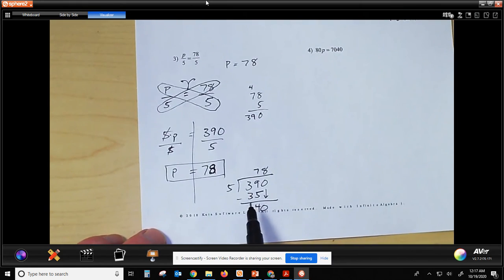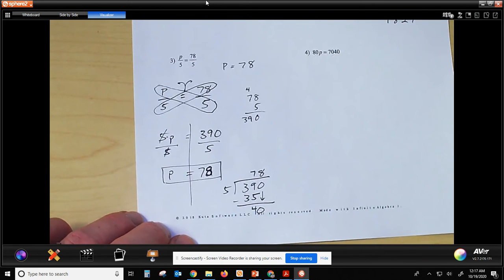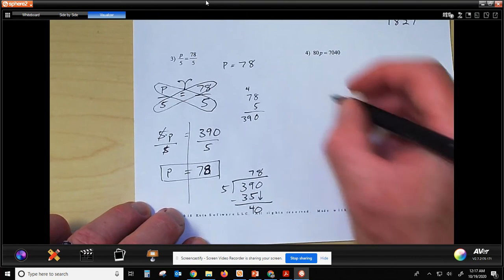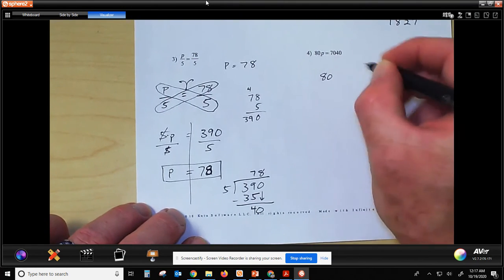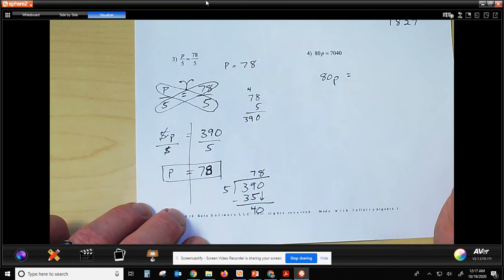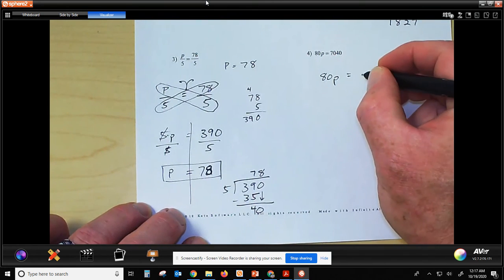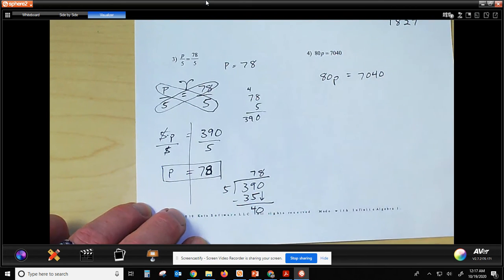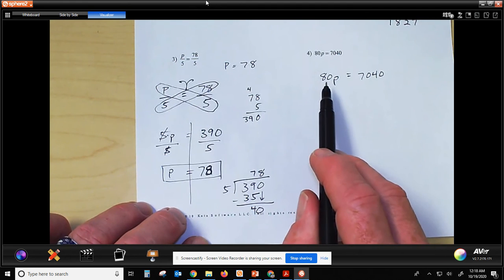I apologize. I did my entire division problem off the page. It's a Monday/Tuesday. This one says 80P. And notice when I rewrite these, I sound them out. I do this whether I'm making a video or not. Equal to 7,040. Big one. 80 times something.